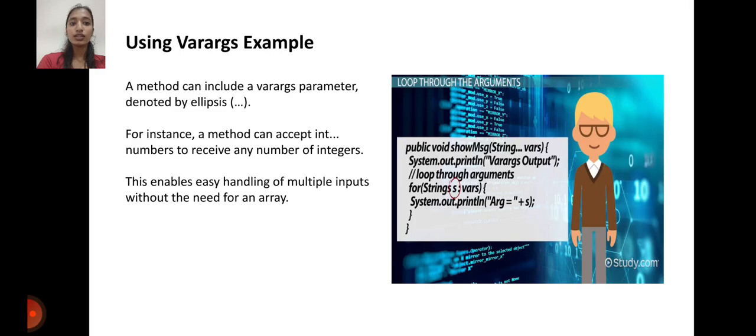Using varargs, a method can include varargs as parameters denoted by an ellipsis. For instance, a method can accept int numbers to receive any number of integers. This enables easily handling multiple inputs without the need for an array. This is a small example of using varargs.